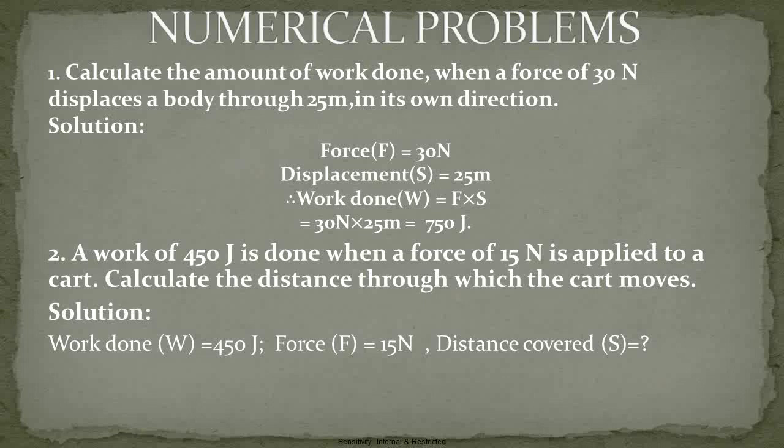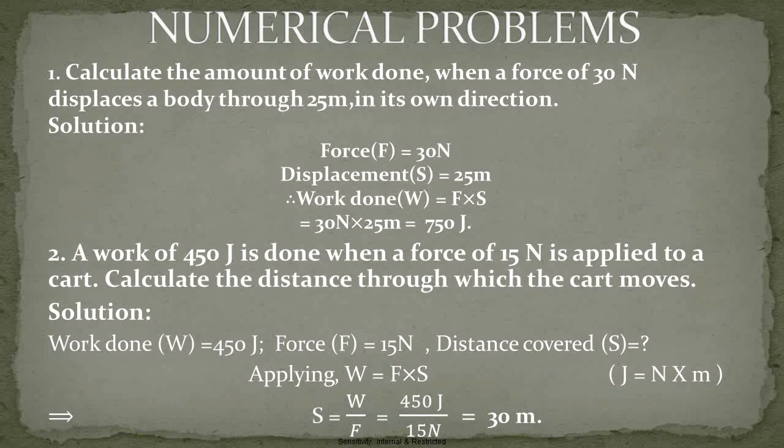Okay, so now in the solution we'll write all the values which are given in the question. Work done, W, is equal to 450 joule. Force is denoted by F, and it is given as 15 Newton, and distance or displacement is to be calculated. So by applying the formula of work, we can find the value of displacement S, and it will be work upon force. Clear? And after putting all the values of work and force, 450 joule upon 15 Newton.